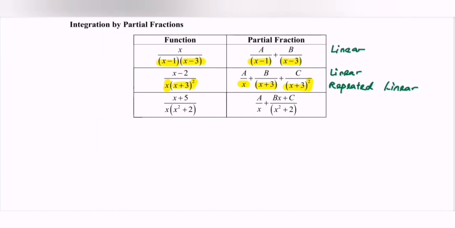And for the third case, we have x plus 5 over x multiplied with (x squared plus 2). Referring to the right hand side, we have A over x because of the linear factor, plus (Bx plus C) over (x squared plus 2). So for this case, we have the linear factor which is the x, and we also have the x squared plus 2, which is considered a quadratic factor because x squared plus 2 cannot be factorized.